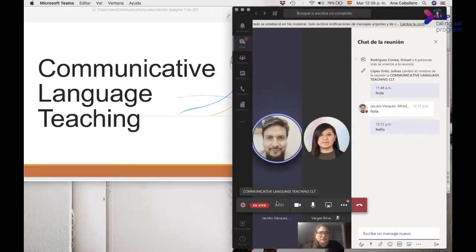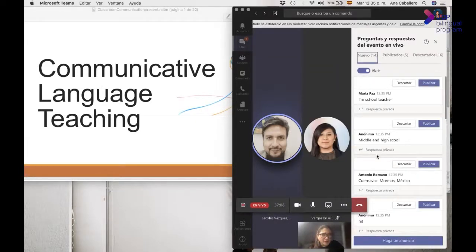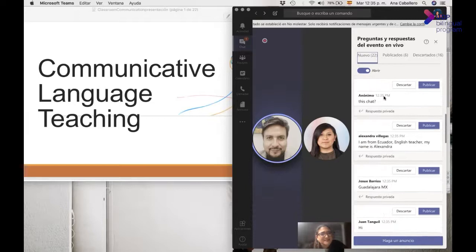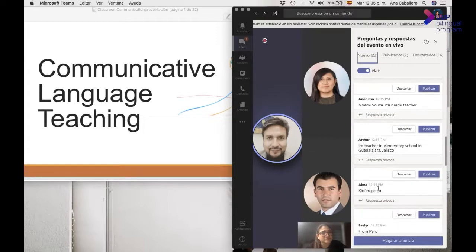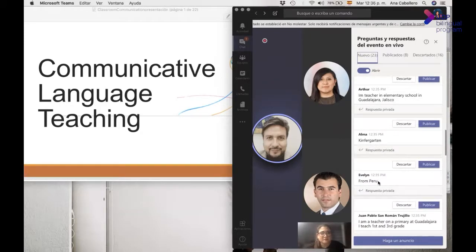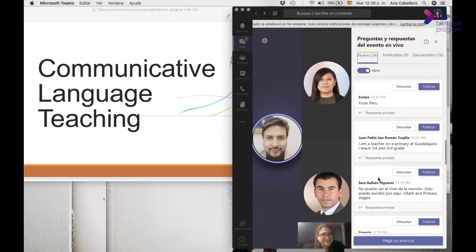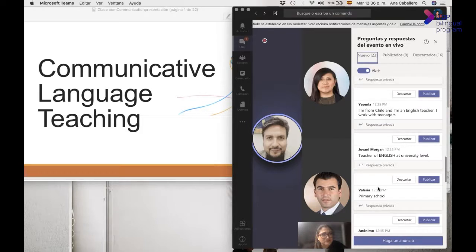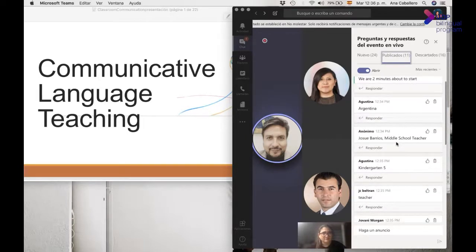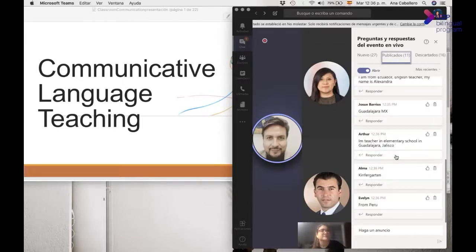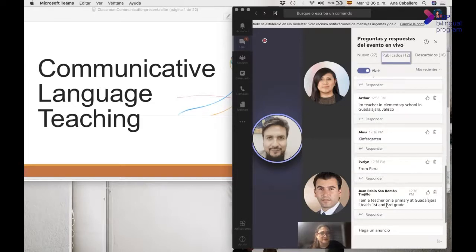Maria Paz says she's a school teacher. We have Anónimo, middle and high school teacher. We have Antonio Romano from Cuernavaca, Morelos. Then we have Giovanni Morgan from Ciudad Campeche, in Ciudad del Carmen. Alejandra Villegas from Ecuador, English teacher. We have Josué Barrios from Guadalajara, Mexico. Peru. Oh, wow. We have people from Peru. Arthur is a teacher in elementary school in Guadalajara, Jalisco. Alma, she's a kindergarten teacher. We have Evelyn from Peru. Juan Pablo San Roman Trujillo is a teacher in an elementary school in Guadalajara, and he teaches first and third grade. And we have Yesenia from Chile, and the last one, Valeria, she's an elementary school teacher.